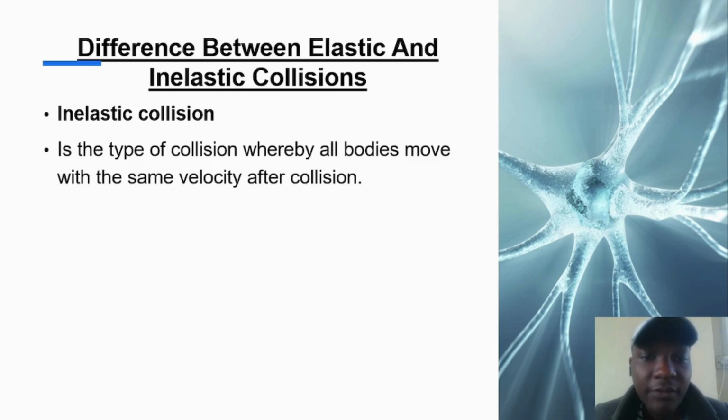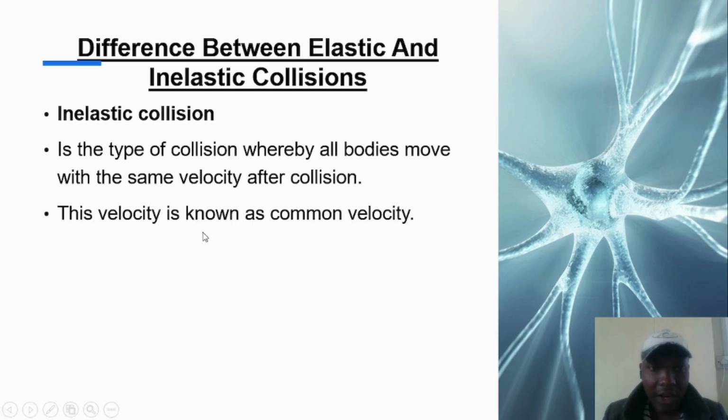Now, in terms of inelastic collision, this is just the type of collision whereby all the bodies move with the same velocity after collision. So you can differentiate these two in terms of the velocities observed after the collision. Here the velocity is the same, but in terms of the elastic collision, the velocity becomes different. So that's how you can tell the difference between these two.